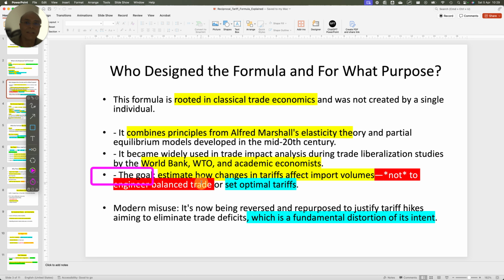The goal is to estimate, as I told you, how much a change in tariff affects the import volume, not to engineer balance of trade or set optimal tariff. It's important. So the modern misuse, what is going on, it is now being reversed and repurposed to justify tariff hikes, aiming to eliminate trade deficit, which is the fundamental distortion in its intent.